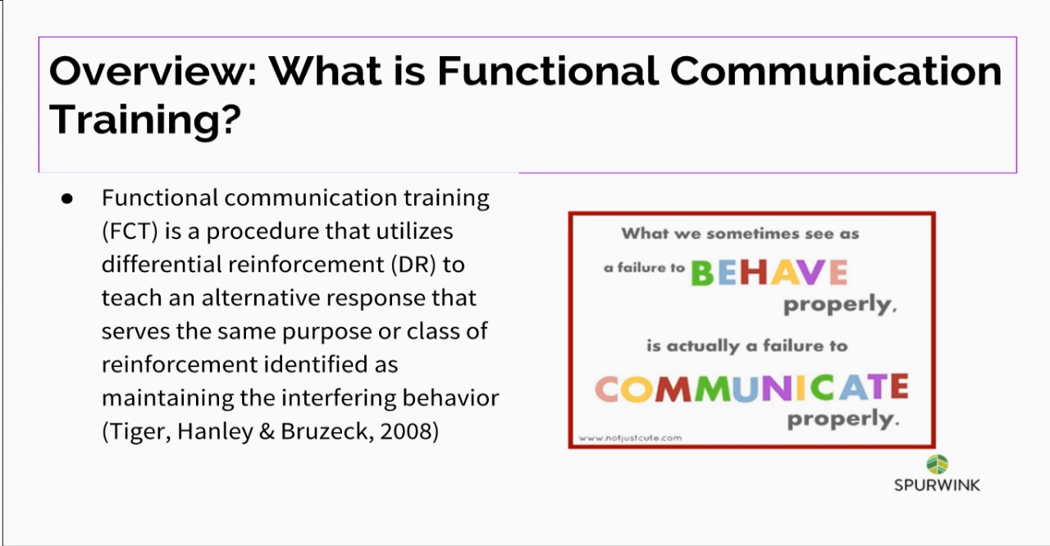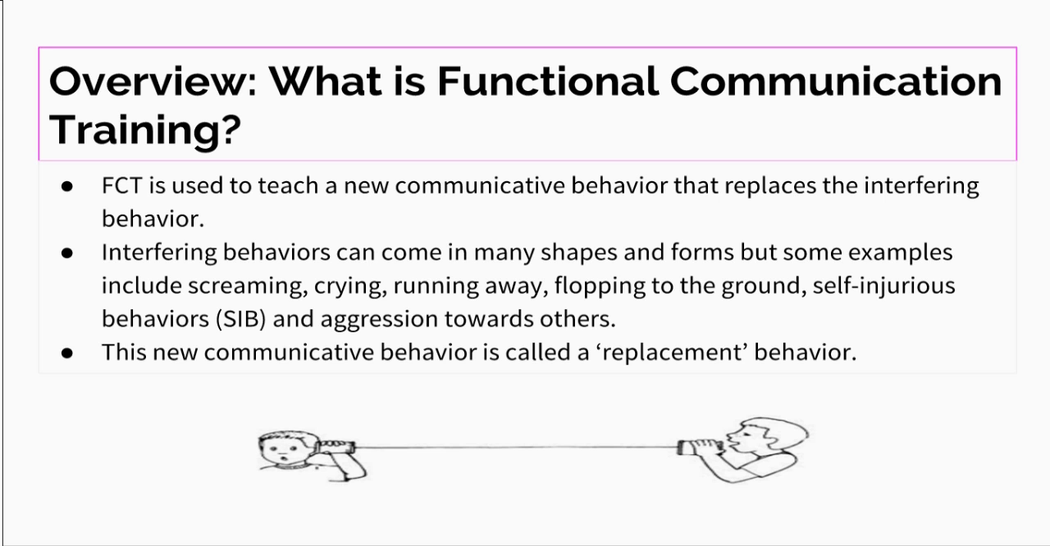So what is functional communication training? FCT is a procedure that utilizes differential reinforcement to teach an alternative response that serves the same purpose or class of reinforcement identified as maintaining the interfering behavior. FCT is used to teach a new communicative behavior that replaces the interfering behavior. Interfering behaviors can come in many shapes and forms, but some examples include screaming, crying, running away from the instructor, flopping to the ground, self-injurious behaviors, and aggression towards others. This new communicative behavior is called a replacement behavior.